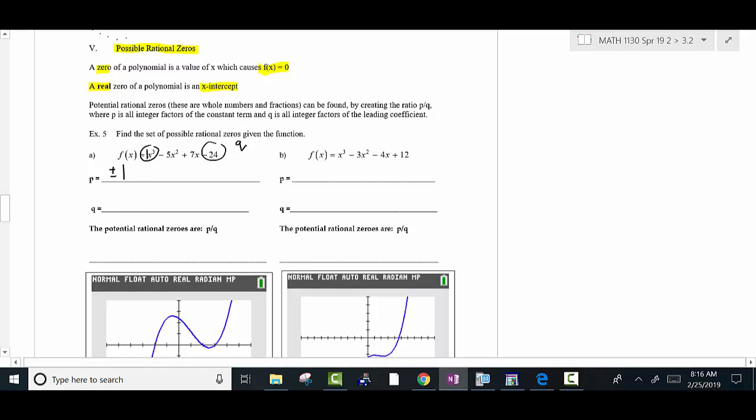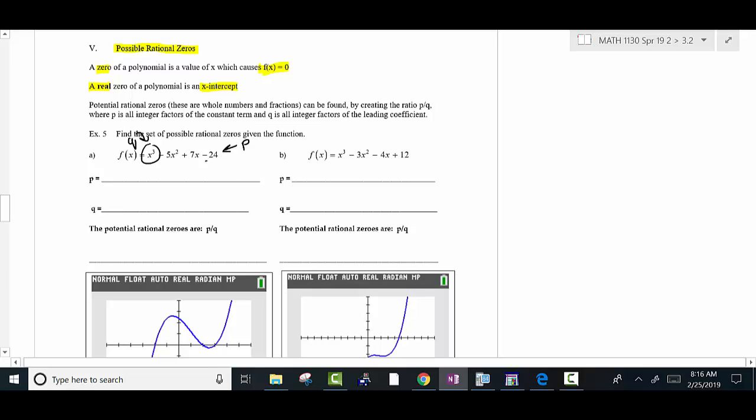Hold on, I did that backwards. It goes like this. Sometimes I do that. So this is P, and that's Q. So P is the second thing, Q is the first thing. That's how that goes. All right, so let's start with P then.